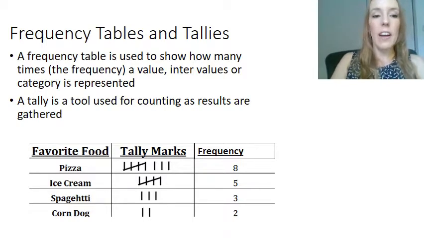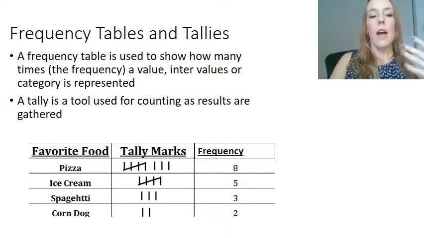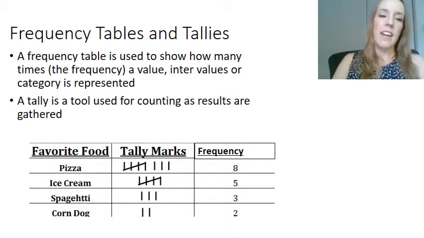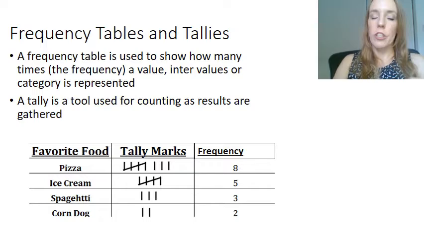Or we can also use categories. For instance, the one down the bottom there, like favorite types of food. So pizza, ice cream, spaghetti, corn dog. That's obviously American. Those kinds of things are categories. You can use those for your frequency table as well.